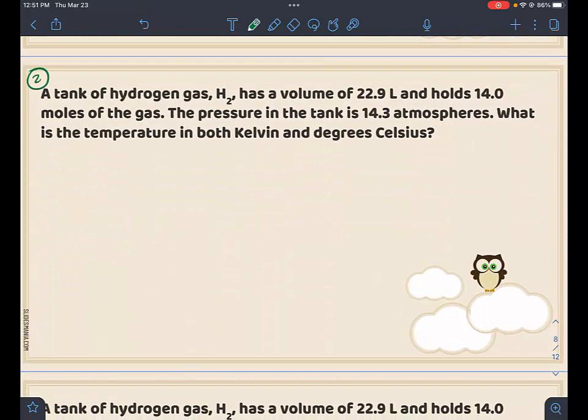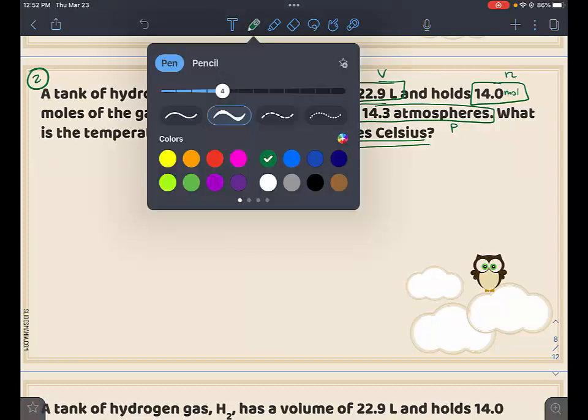Number 2 says a tank of hydrogen, H2, has a volume of 22.99 liters. I'm going to go ahead and label volume, and holds 14 moles of that gas. 14 moles, that's going to be our n value. The pressure in the tank is 14.3 atmospheres. I'm going to label that P. What is the temperature in both Kelvin and degrees Celsius? So we're going to solve for the temperature, and we need to make sure that we report it in both ways, Kelvin and Celsius. All right, how do I know that I need to use PV equals nRT?